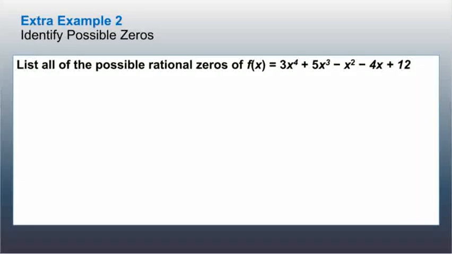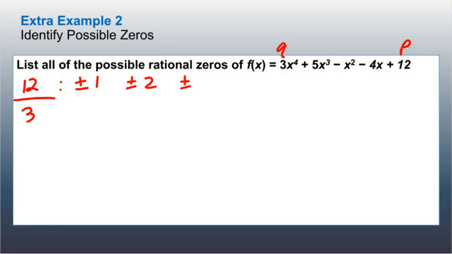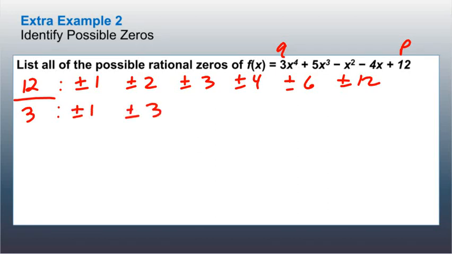Next, find all the possibilities here. So our p, our q. We have 12 and then 3. So we got positive and negative 1, positive and negative 2, positive and negative 3, positive and negative 4, positive and negative 6, positive and negative 12. And then for 3, it's just positive and negative 1, positive and negative 3.